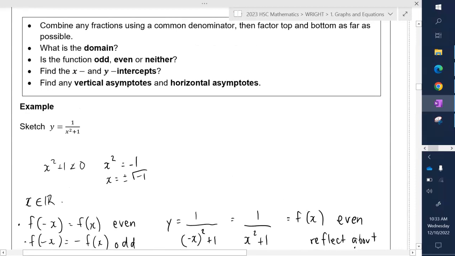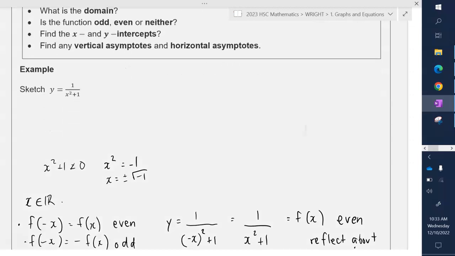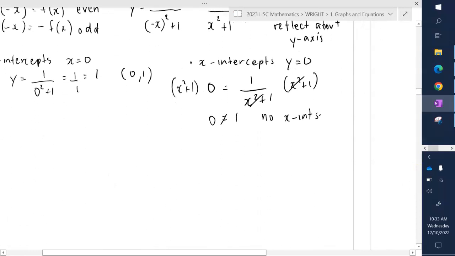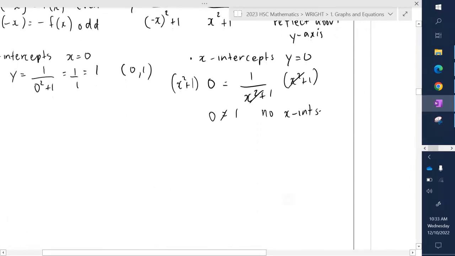What's our last thing we need to do on our list? Vertical and horizontal asymptotes. When we're figuring out the domain and looking at that bottom line, which is what we did at the start, because we know we can't divide by 0, that's giving us our vertical asymptotes if we had any. We didn't have any vertical asymptotes in this case, but let's have a look at our horizontal asymptotes. We did those last lesson, so we should be fairly confident with doing that now, hopefully.